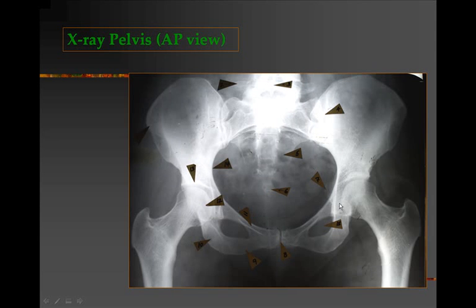the hip joint with the acetabulum and the femoral head, the pubic ramus, the ischial tuberosity, the pubic symphysis, and the same structures on the right side. The subpubic angle in this instance is greater than 90 degrees, and this corresponds to the pelvis of a female.